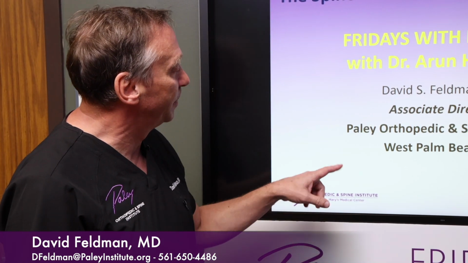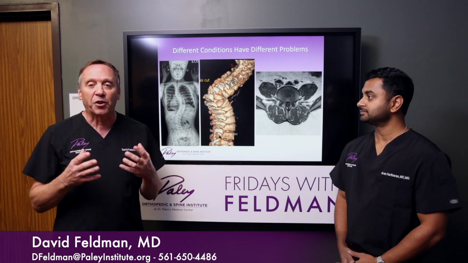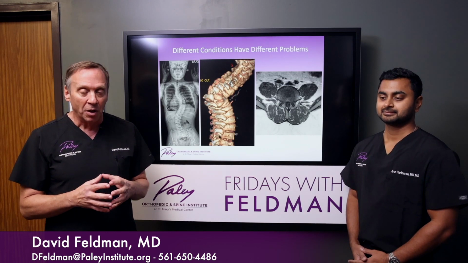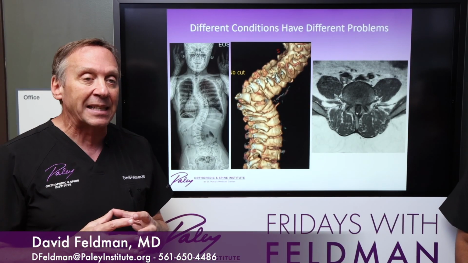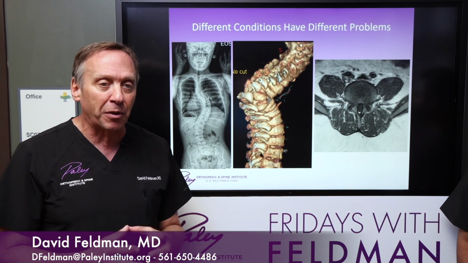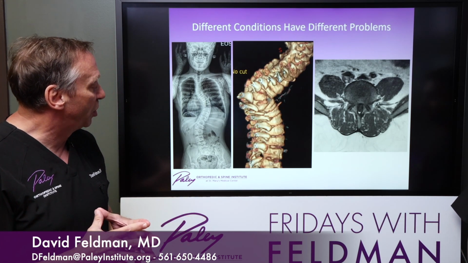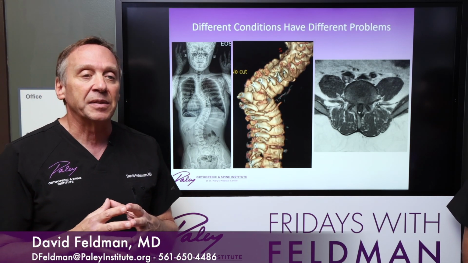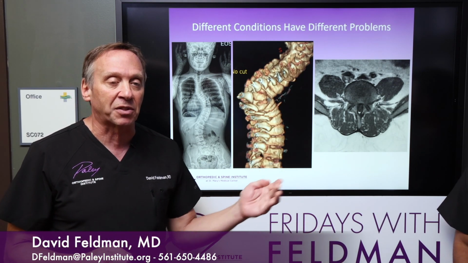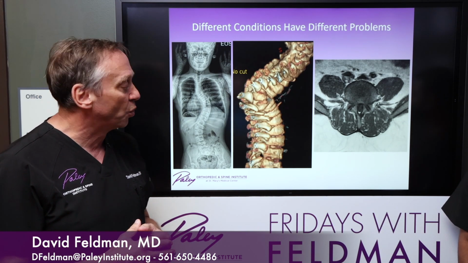So we're going to start with just saying the one big thing is that different conditions have different problems. Not every patient who has a skeletal dysplasia or a dwarfing syndrome has the same spinal issues. They are completely different, but they're also very predictable. So I'll get started with achondroplasia, which is the most common form of skeletal dysplasia. Then Dr. Hariharan or Arun is going to discuss some other types of skeletal dysplasias as well.